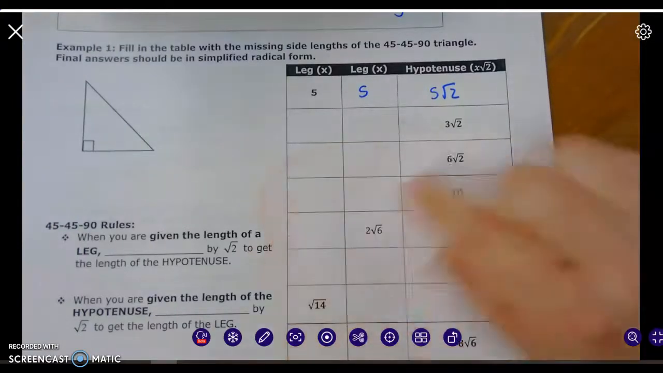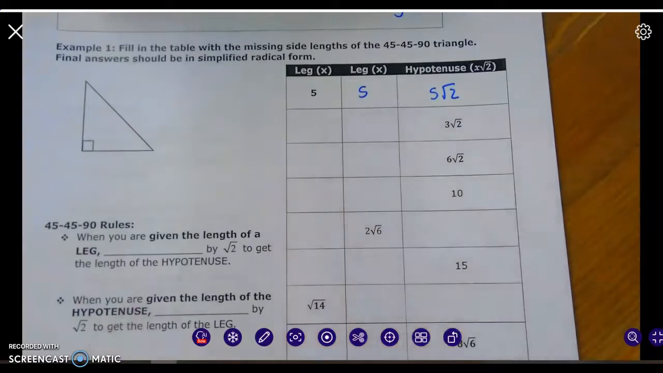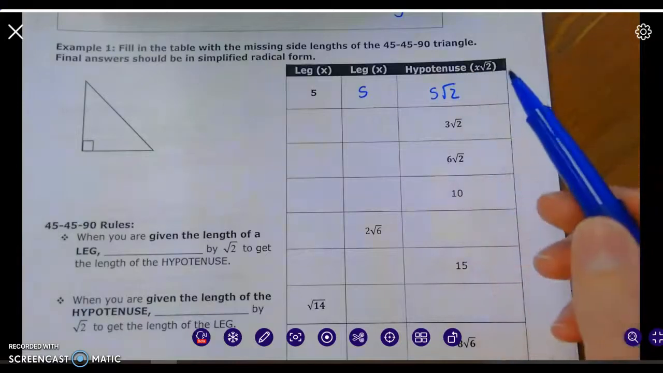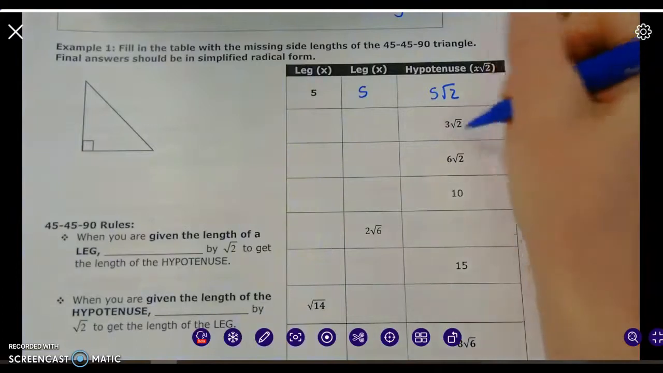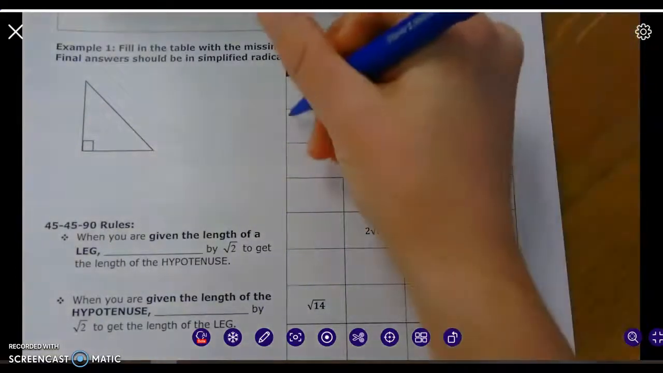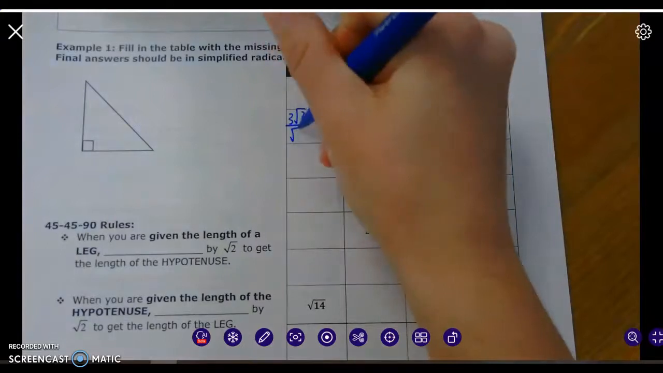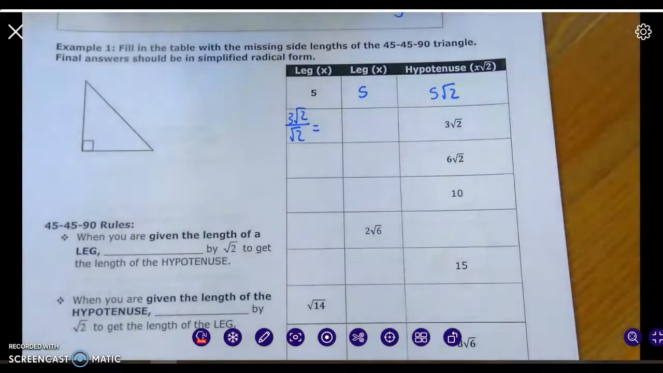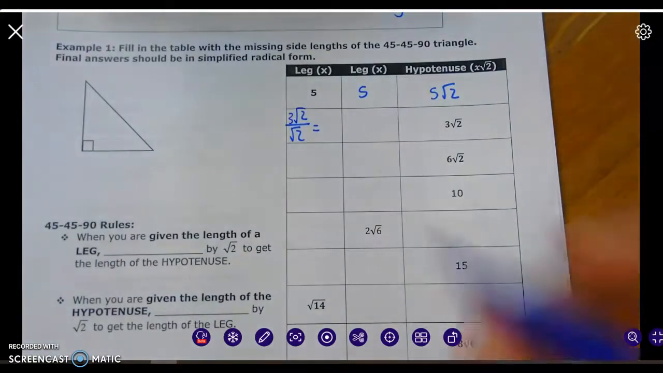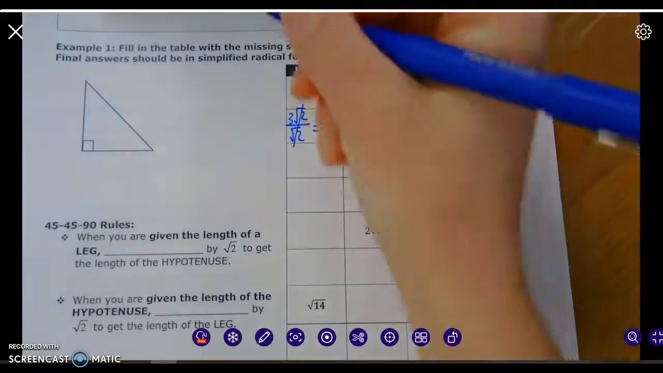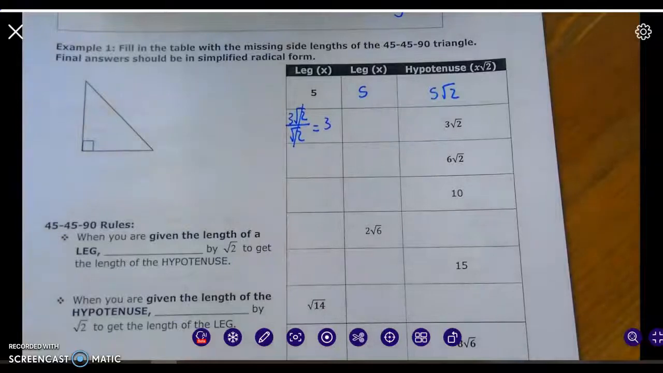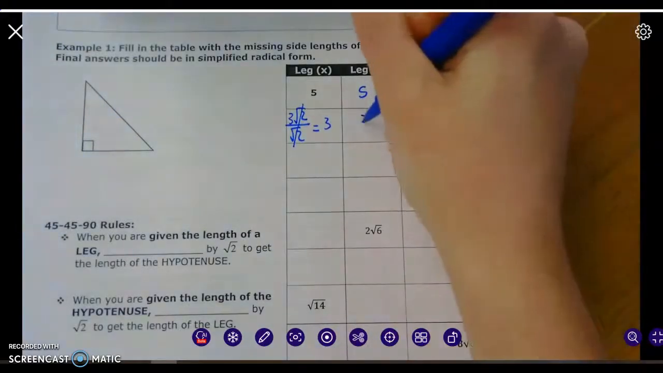Okay, now looking at the next row, we're working backwards. So here's where we have to think a little bit. What's the opposite of multiplying by the square root of 2? So we're going to do the opposite. So instead of multiplying by square root of 2 to get our legs, we're going to take that and divide by the square root of 2. Now, once we get to a point where we're comfortable with this, we don't have to write all this out. But what happens is those just cancel each other out. So then we just have 3. Okay, and then we have 3.